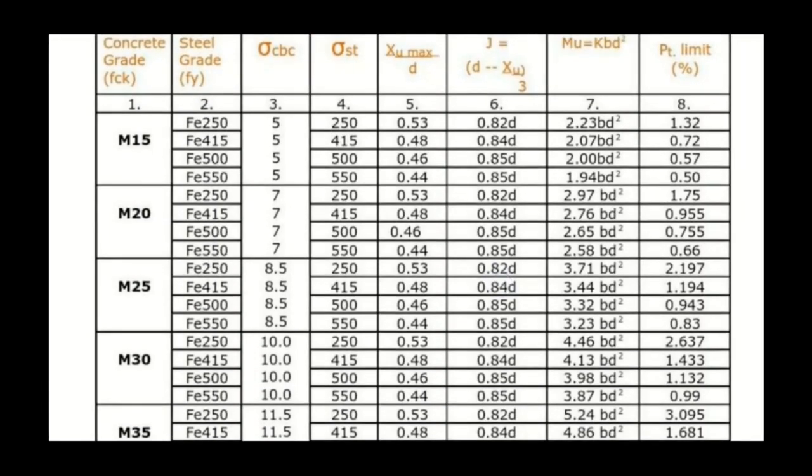Say for M20 concrete and Fe 415 steel, the value of xu max by d is 0.48 and the value of K or Ru is 2.76. Here it is written after calculation.